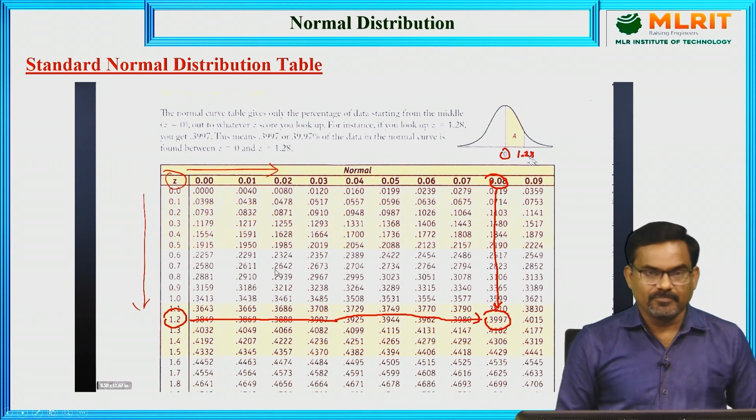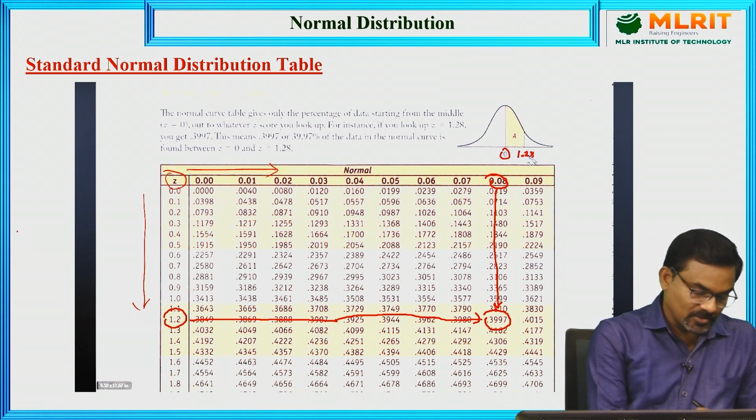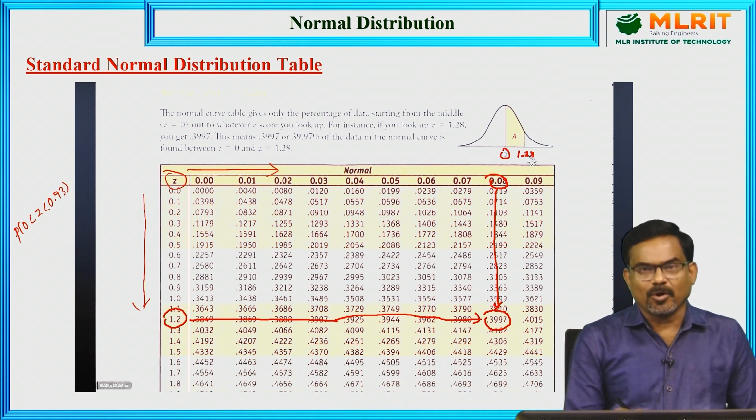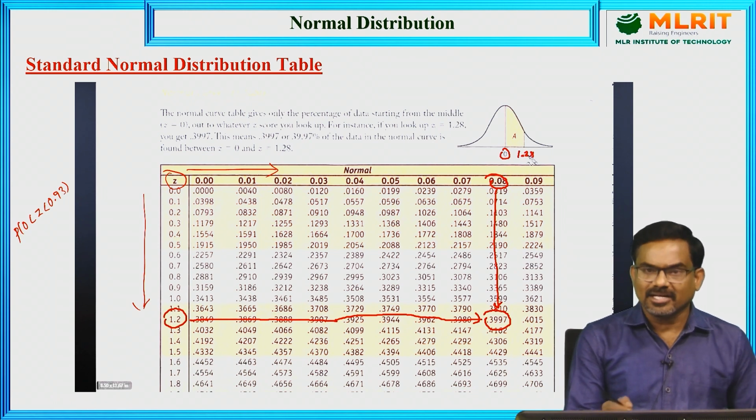Now for example, if we want to find the probability from 0 less than z less than 0.93, all these probabilities or areas are calculated from 0 itself.